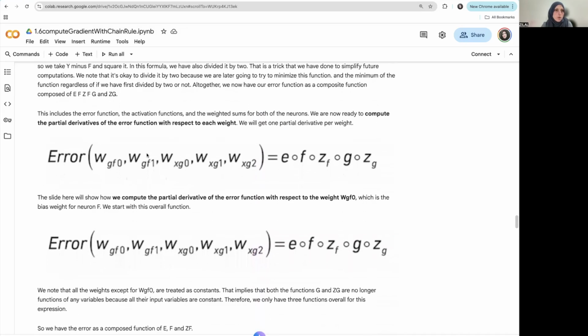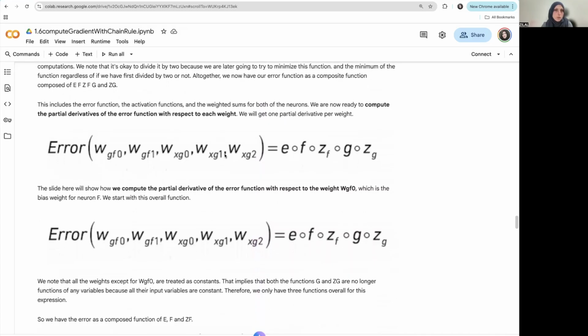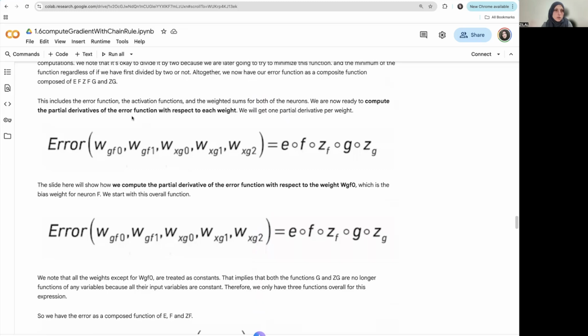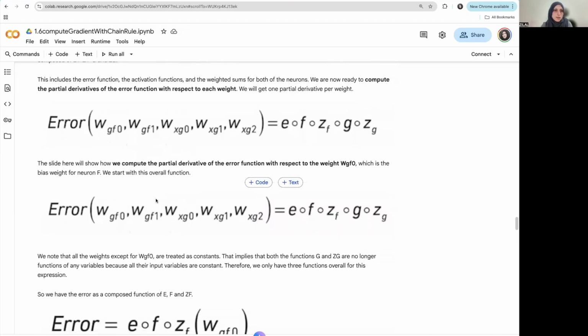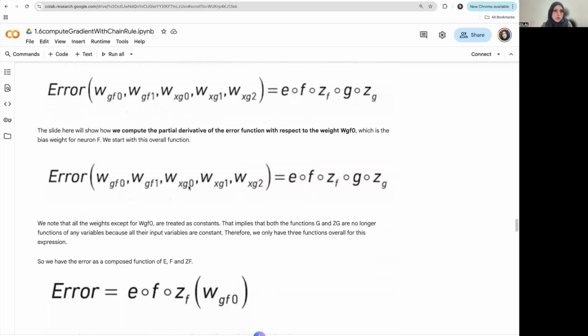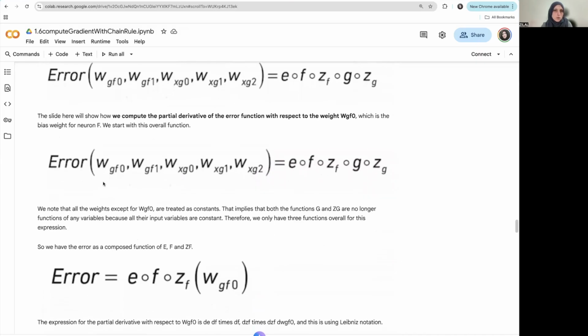This includes the error function, the activation function, and the weighted sum for both neurons. We are now ready to compute the partial derivatives of the error function with respect to each weight. We will get one partial derivative per weight. So the slide here shows how we compute the partial derivative of the error function with respect to the weight WGF0, which is the bias weight for the neuron F.